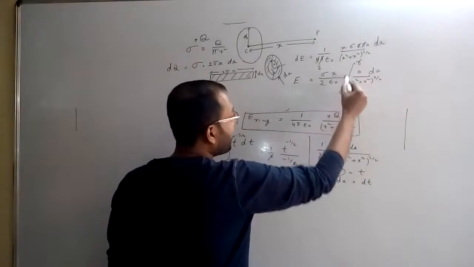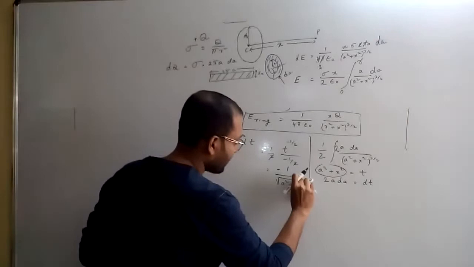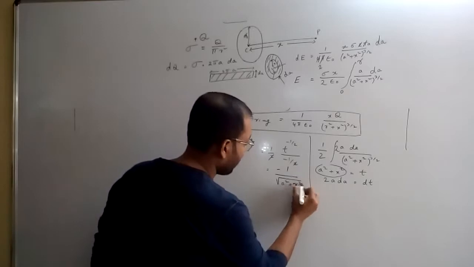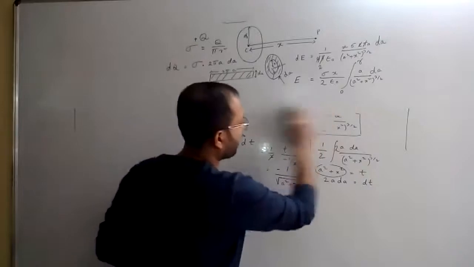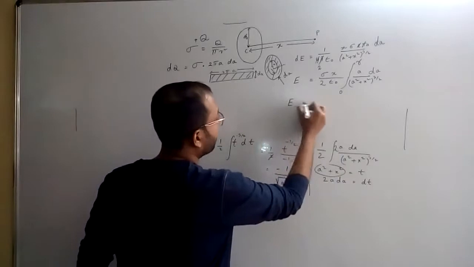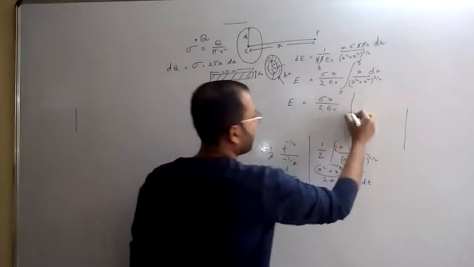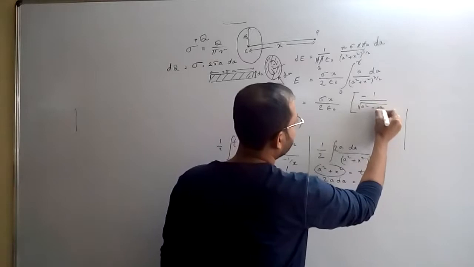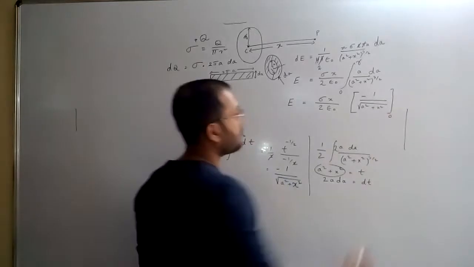So the indefinite part of this integration is this. We'll put in the limits slightly later. Let me just write this x a little more clearly. I no longer need this formula, so I'm erasing it. So what are we left with? E equals sigma x by pi epsilon 0 times minus 1 over square root of a squared plus x squared, and the limits, the lower limit is 0, the upper limit is r.